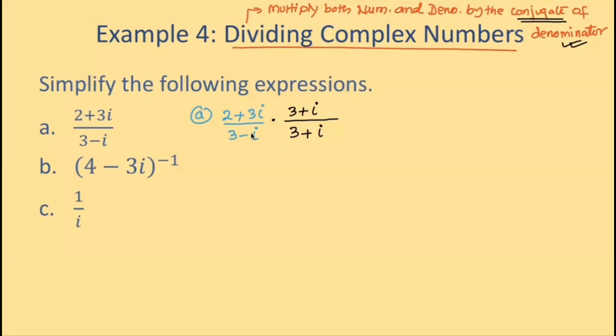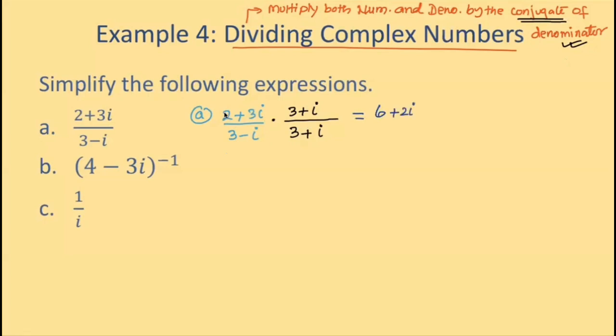Now let's do that multiplication. We are multiplying two fractions. When you multiply fractions, you multiply numerator with numerator. We already know multiplying complex numbers. We FOIL in the numerator. Look at the screen carefully now. 2 times 3, that is a 6. And then 2 times i, that's a 2i.